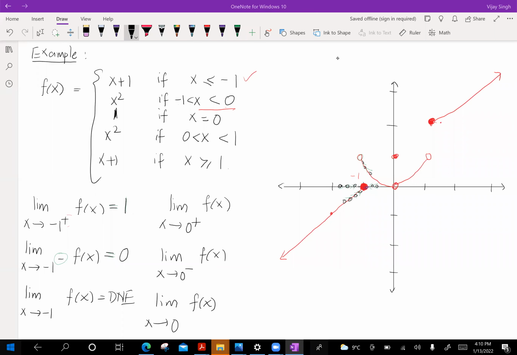Now, for the other one, the limit as x goes to 0 plus. You're going to 0 from the right-hand side, that's what plus indicates. Your function value is going to 0. Similarly, if you're going to 0 from the negative side, 0 minus, that means you're going from the left-hand side, your function value is still going to 0. Since the left-hand limit is 0 and the right-hand limit is 0, the limit is 0. Even though the function value is 1, the limit is 0.